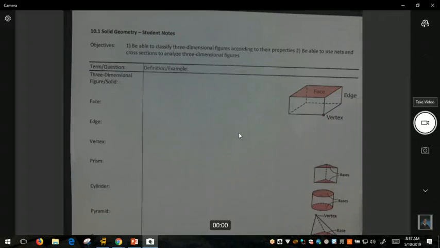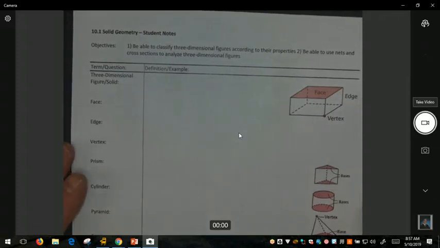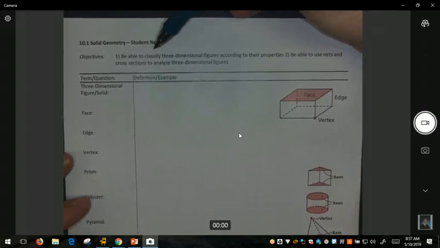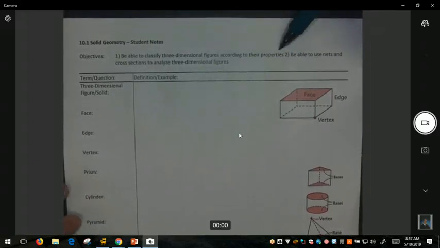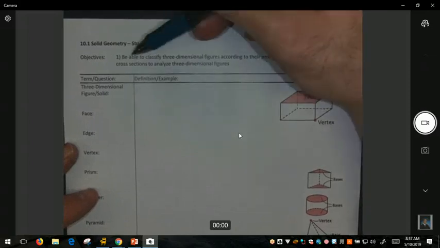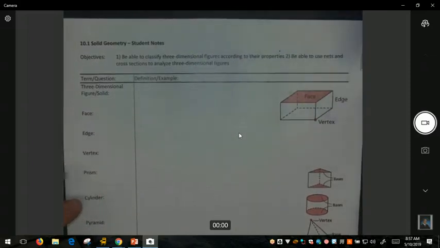Welcome to lesson 10.1, solid geometry. We're looking at three-dimensional objects, three-dimensional figures. Our learning targets for this lesson are to be able to classify three-dimensional figures according to their properties, as well as to be able to use nets and cross-sections to analyze three-dimensional figures.